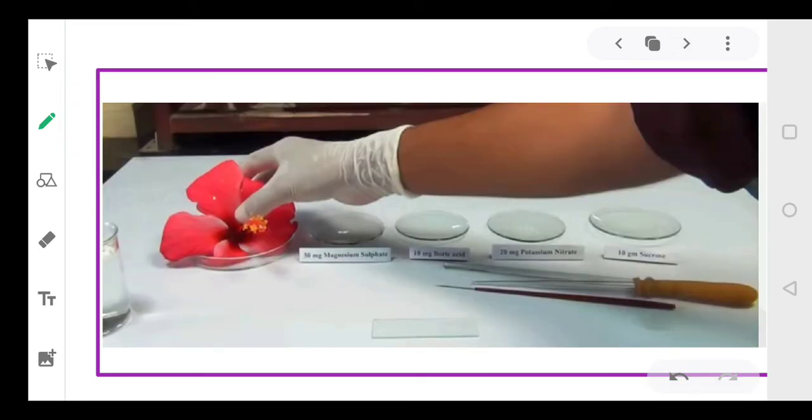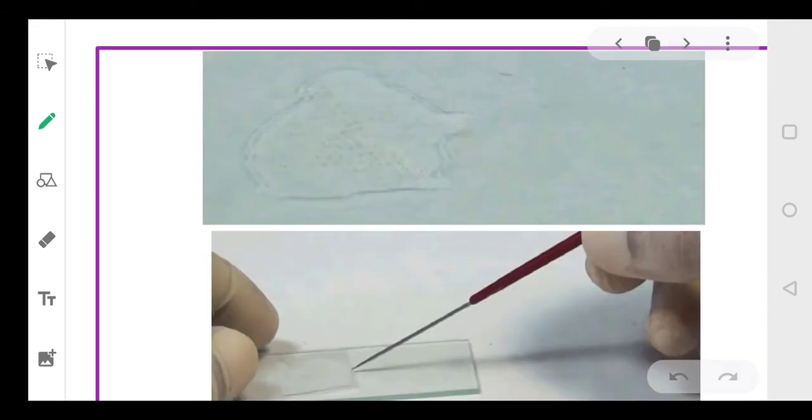Now we'll take the flour and dust a few pollen grains on the slide. Clear, students? See, this is the structure which will be there. We have a few drops of the nutrient medium on the slide and we have put a few pollen grains into it.